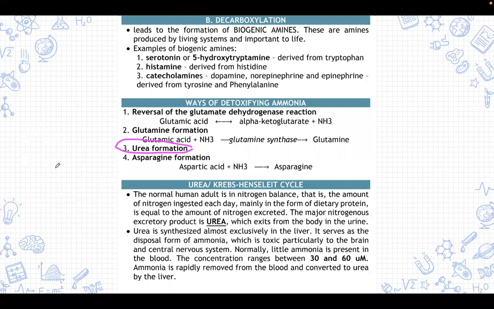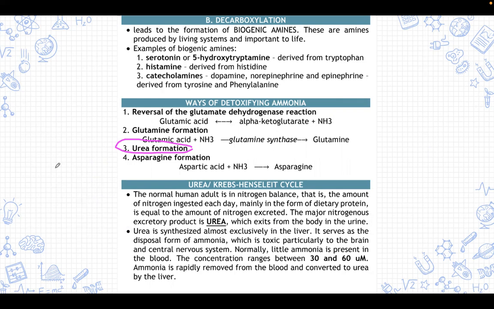So urea, it is also called the Krebs-Henseleit cycle. The normal human adult is in nitrogen balance. That is, the amount of nitrogen ingested each day, mainly in the form of dietary protein, is equal to the amount of nitrogen excreted. The major nitrogenous excretory product is what we call your urea. This is very important in the discussion of clinical chemistry, so dapat isapuso nyo na siya. Huwag niyong kalilimutan. Waste product ang urea.